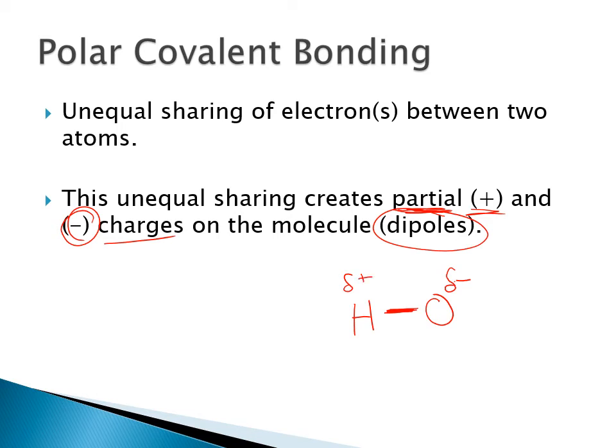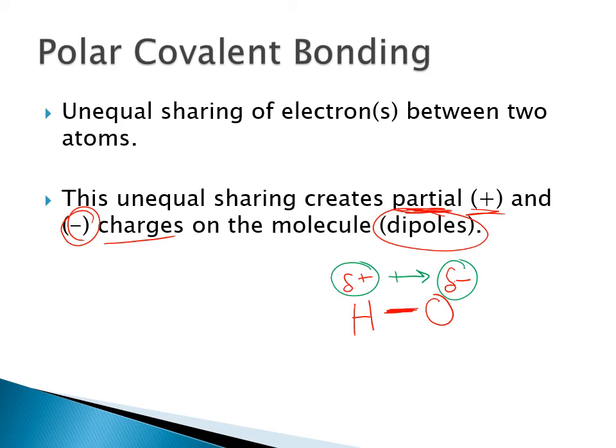That difference, let's get a different color here, the partially positive and partially negative charge that exists on either side of this bond, is a dipole. We can actually put an arrow with a little plus on its tail to show that it has a dipole.